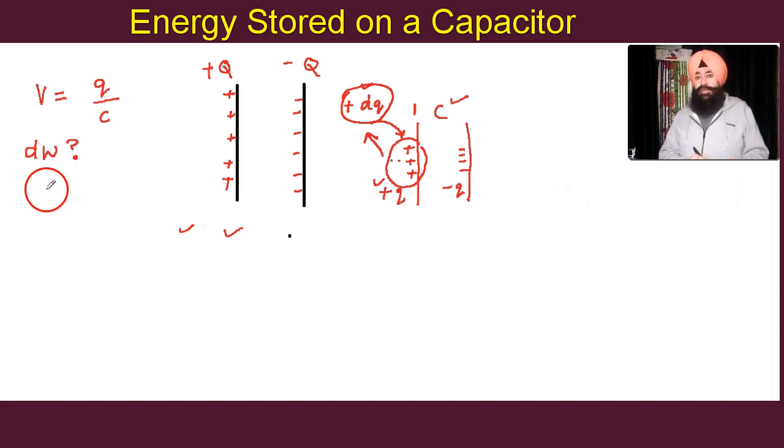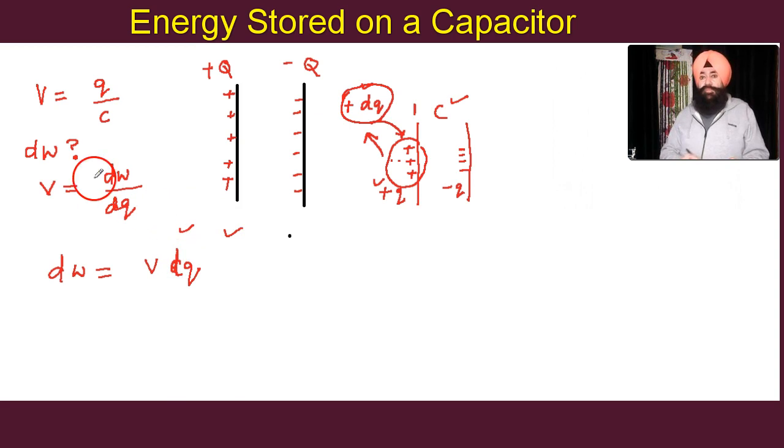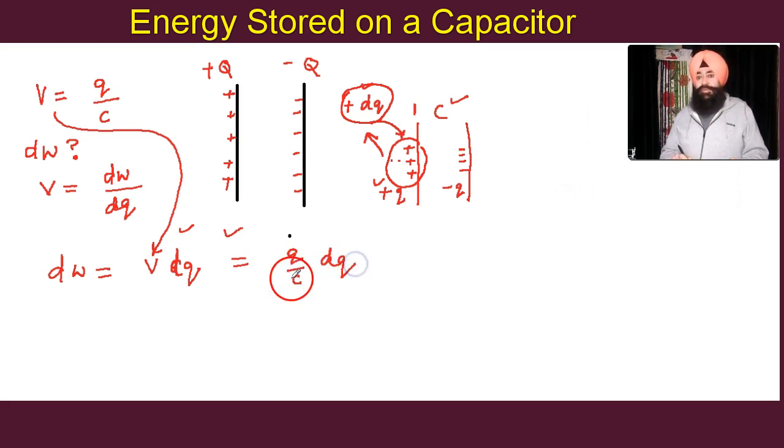You know the definition of potential: potential is work upon charge. So dW upon dq, and the work done dW will be V into dq. Substituting the value of V here, that becomes Q by C into dq. Now we are interested in the total work done. This is the small work done. Total work done when the capacitor is fully charged, that is, when the charge is plus Q.